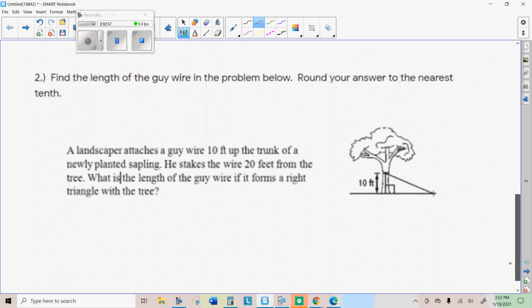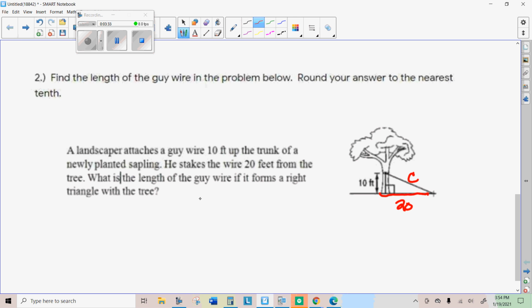Number two, we're going to read problems, and you're going to have to figure out which sides of the triangle you're looking for. The landscaper attaches a guy wire 10 feet up on a trunk. That's labeled. That one's easy to tell. He stakes the wire 20 feet from the tree. Okay, if you're measuring 20 feet from the tree, you're going to be measuring along the ground. So that would be this line down here, 20 feet. Okay, so we're actually looking for the longest side, which a lot of times you would label that c, the hypotenuse is c.